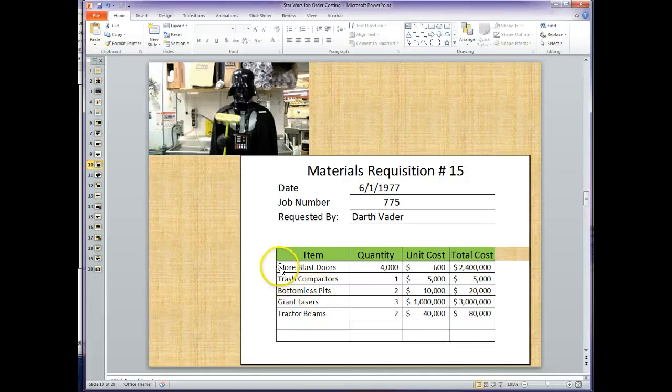And again, they're getting more blast doors, another 4,000, more trash compactors, a couple bottomless pits. Now they're getting a little bit more lasers and tractor beams. You're going to see that a lot during a production process too. Generally you put a laser and a tractor beam in last, and you put more structural stuff in first. So it looks like they're getting closer to being finished.